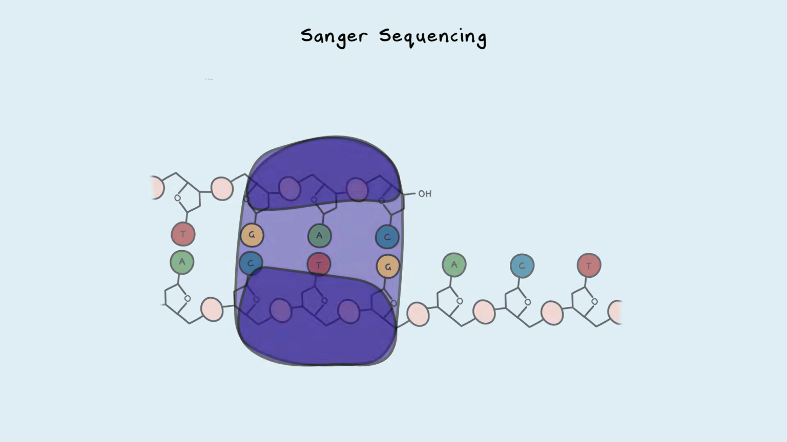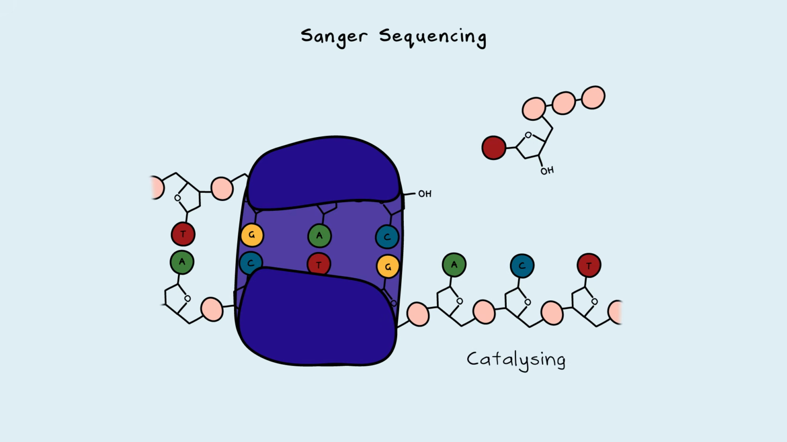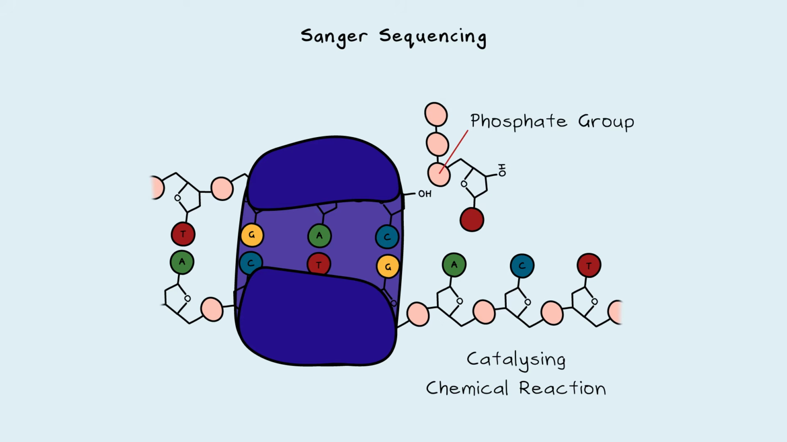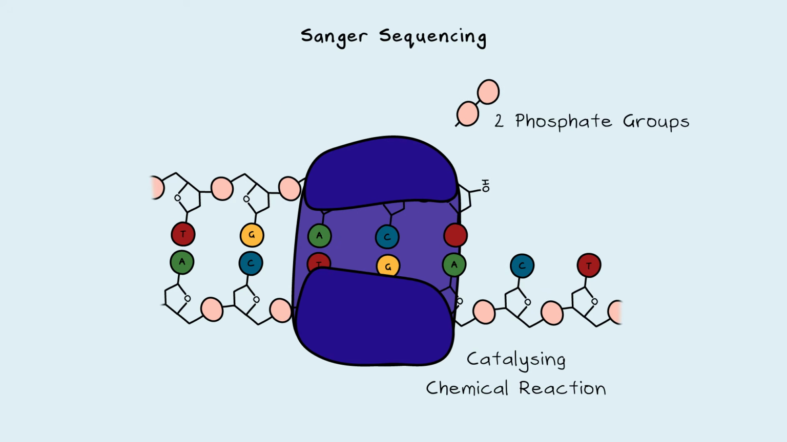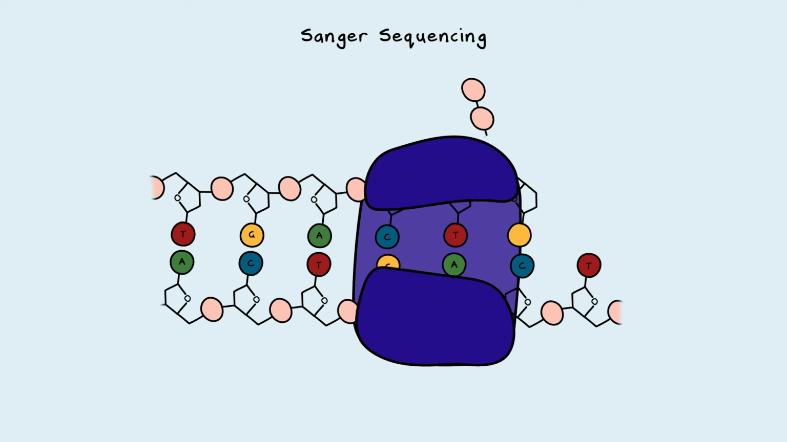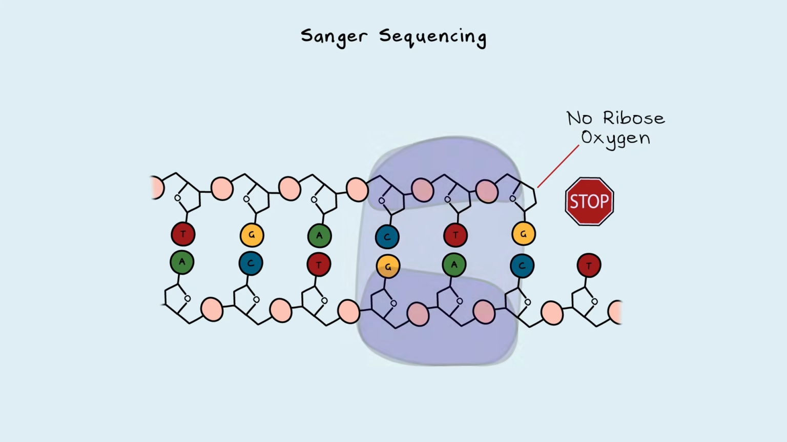The role of DNA polymerase is to add new bases to a growing DNA strand. It does this by catalyzing a chemical reaction. The incoming dNTP's phosphate group reacts with the bound dNTP's ribose oxygen. This results in the release of 2 phosphate groups and the addition of dNTP to the strand. But if a ddNTP gets added to the strand, there is no ribose oxygen to add another dNTP. This lack of oxygen terminates the DNA chain.